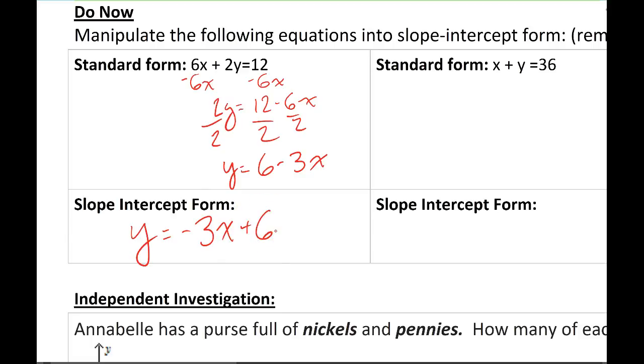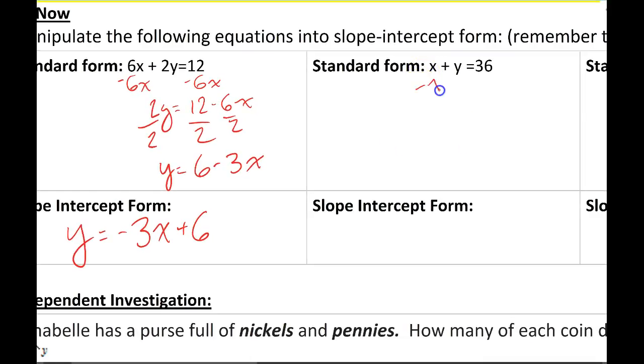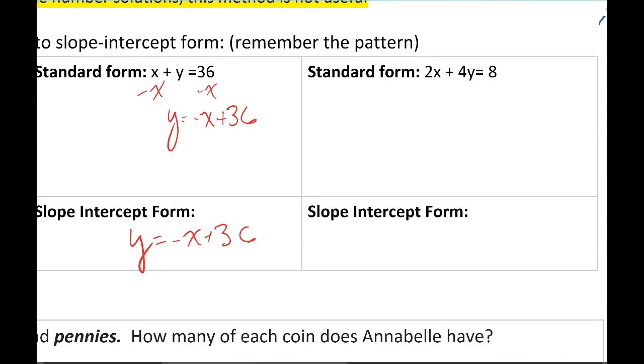That is that one. Now, the second one's actually a lot easier. I'd subtract by the coefficient of x and x, which in this case is just x, and I get y equals negative x plus 36. I can start there. I have nothing to divide by, so the slope-intercept form is y equals negative x plus 36. Now, please take a moment, go in and try the third one on your own. Go ahead and pause the video now.